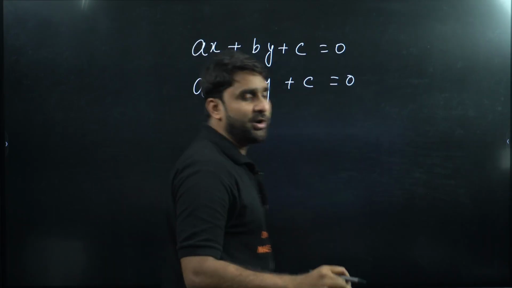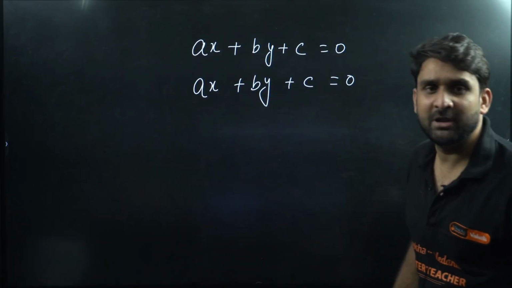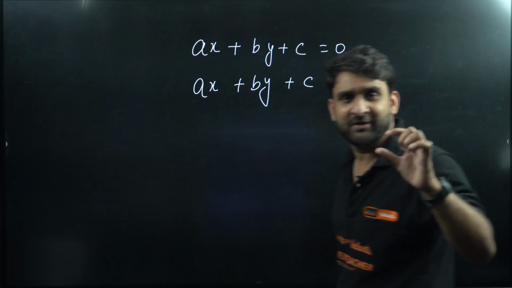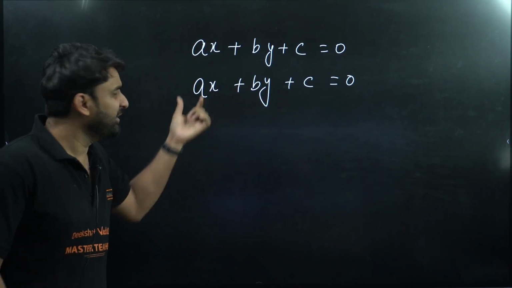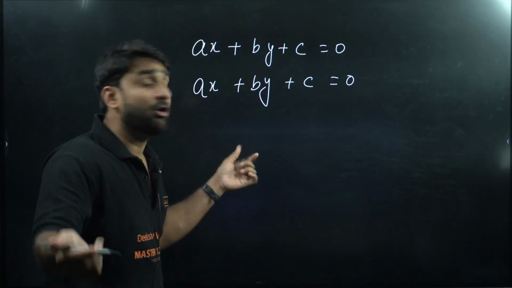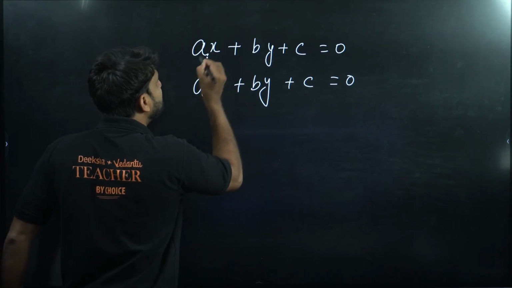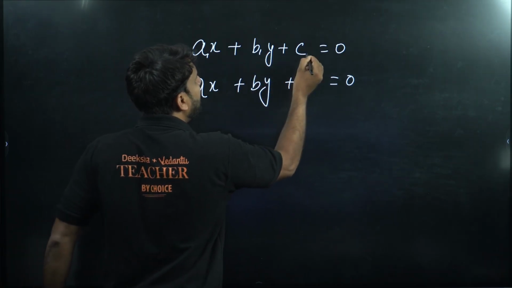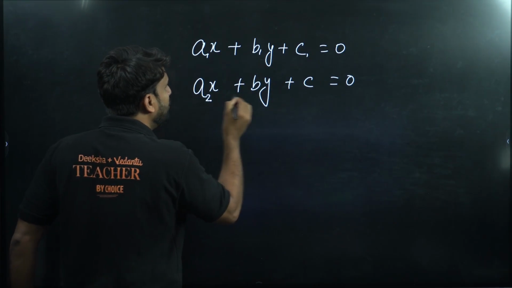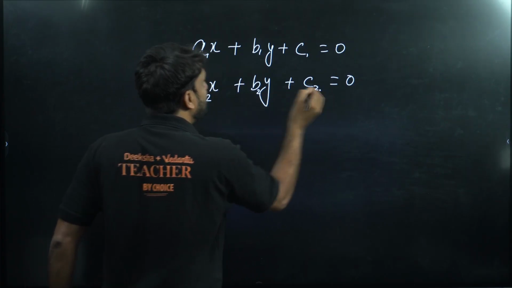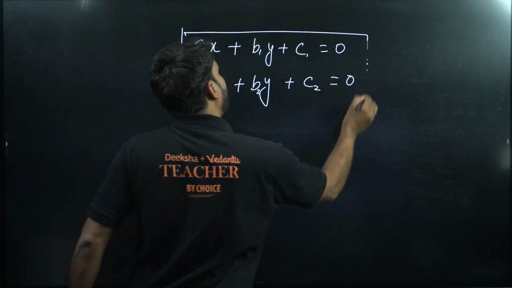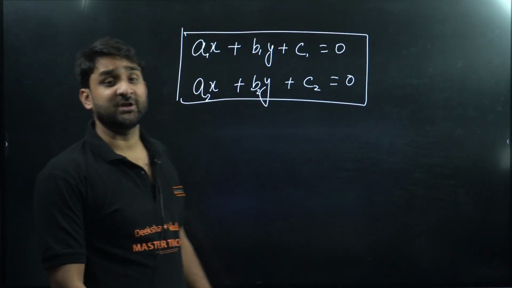Now you must be wondering, sir, both the equations look similar. There should be some difference, and the difference will be of the coefficients. So we can mark here for the first equation a1, b1 and c1, and this will be a2, b2 and c2. So this is the general format of a pair of linear equations in two variables.